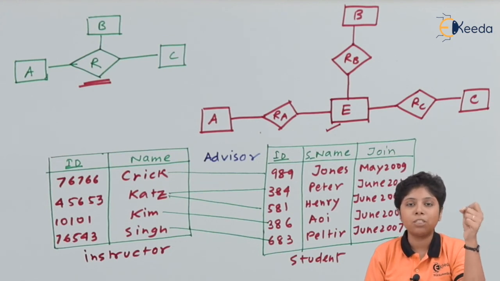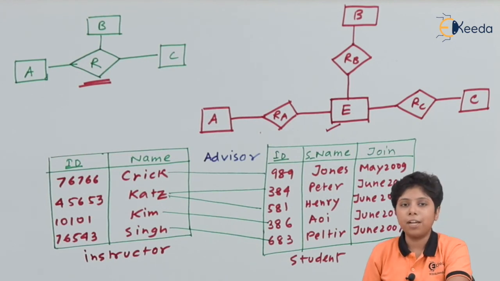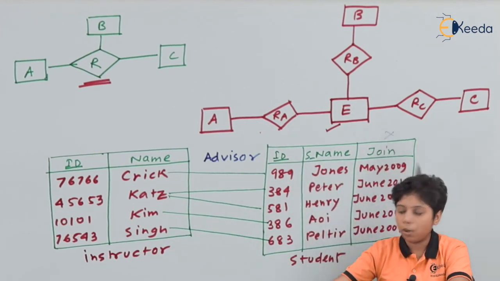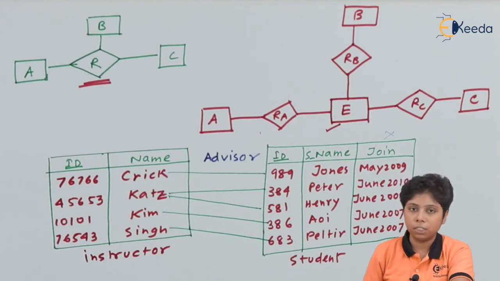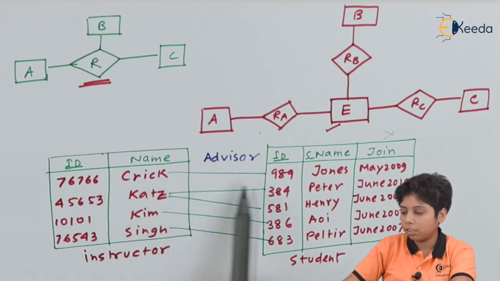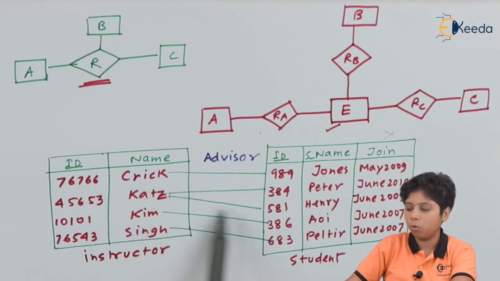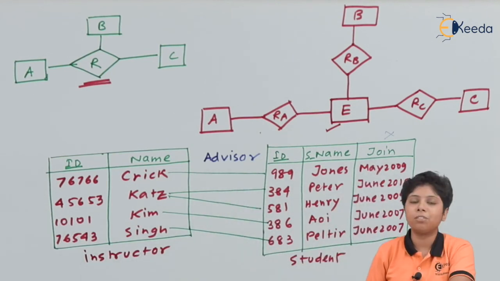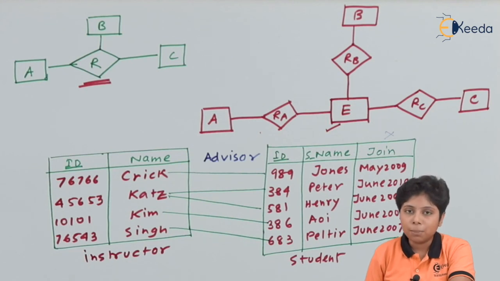Now the placement of attributes in that particular relationship. How do we place it? If I was using only the ID and name, not the join date on the student, there is no problem: every instructor can have one student or more than one student. Now I have added the join date to the advisor relationship. So what is the problem here?